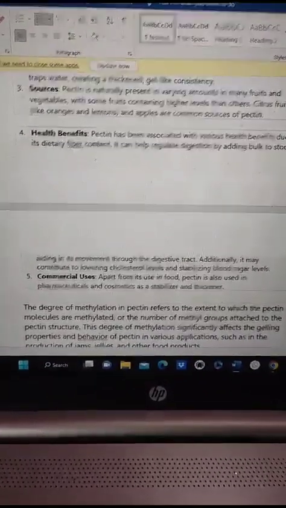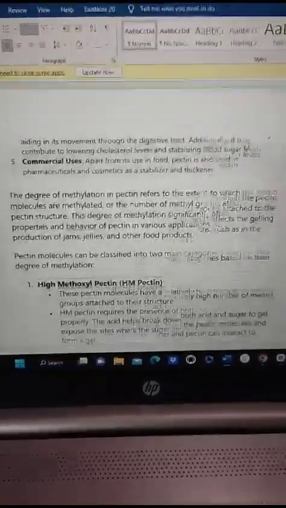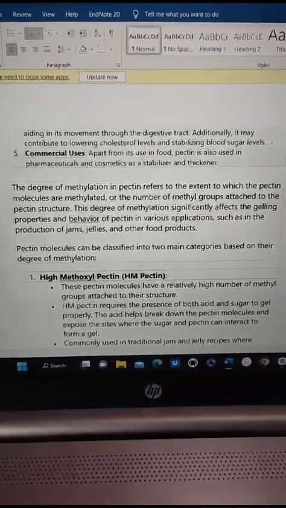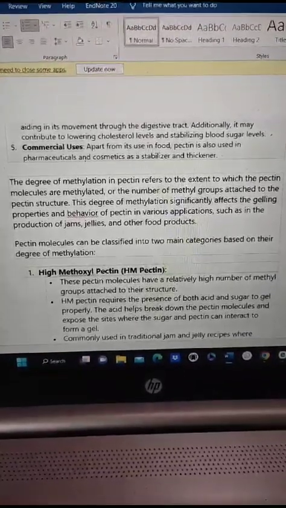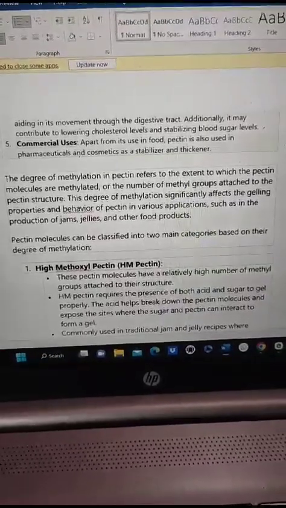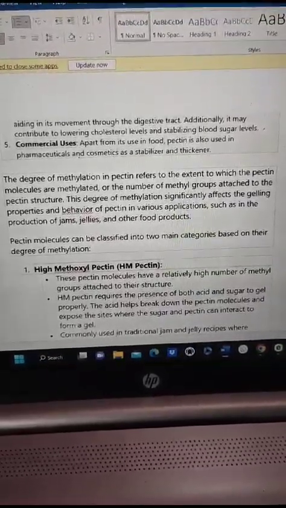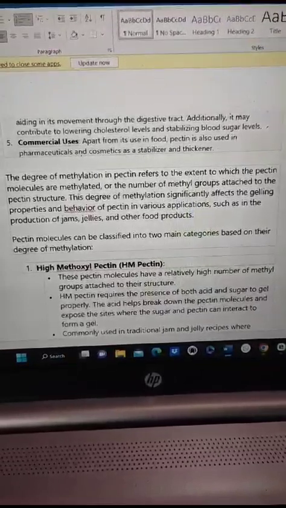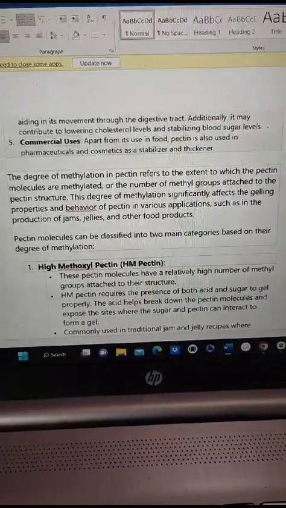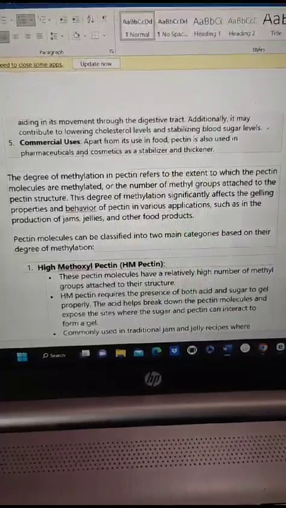Mainly, pectins are classified as per the degree of methylation, which is the number of methyl groups attached to the pectin structure. The degree of methylation significantly affects the gelling properties and behavior of pectins for various applications, such as in food products like jams, jellies and other food products.